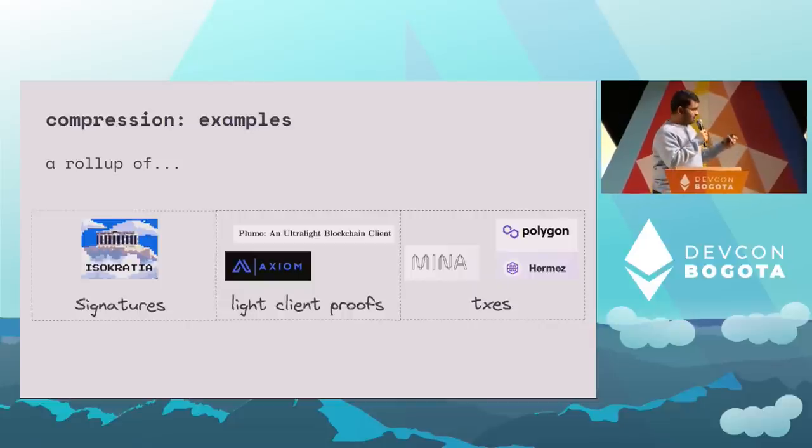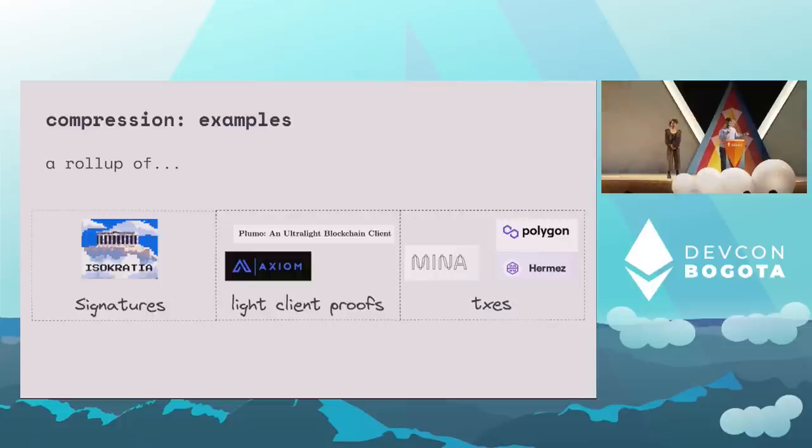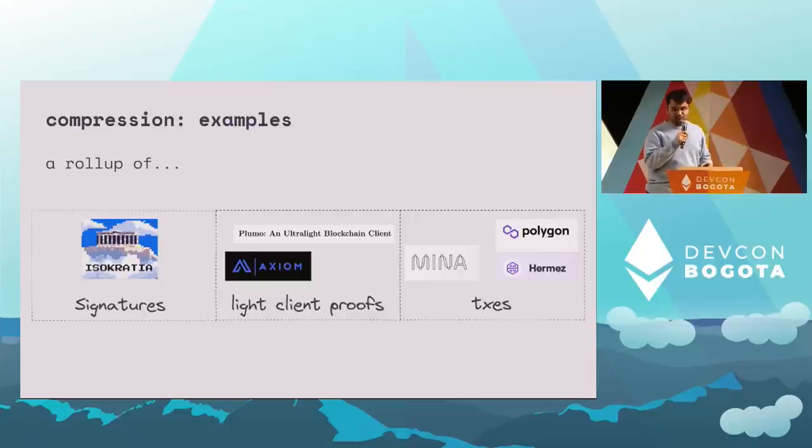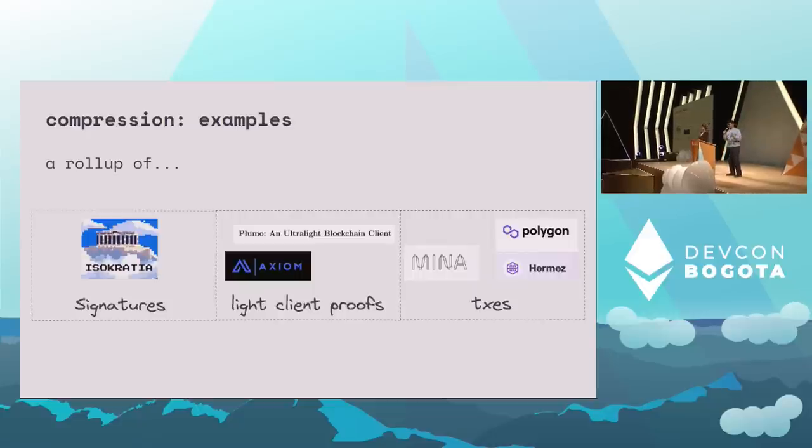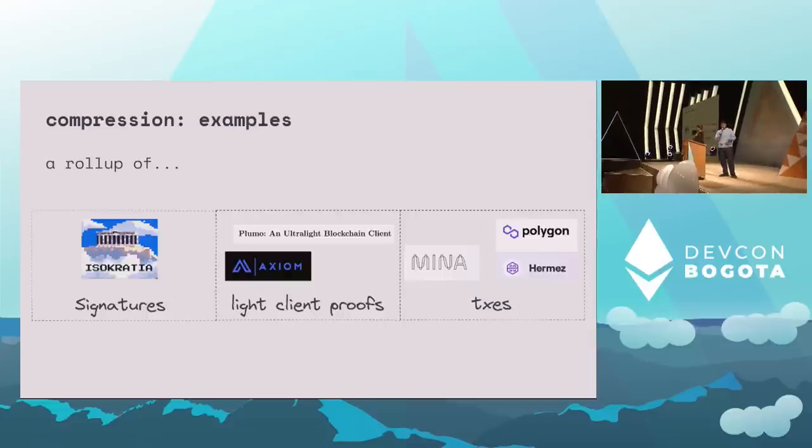Just to give a flavor for what applications this unlocks, let's look at things that are interesting to roll up. First is signatures. Over the summer, we built applications using this primitive of recursive compression of signatures called Isokratia, where we end up with a low trust, low cost roll-up of off-chain votes and end up securing governance. And then more related to blockchain land, you can do the same kind of trick with light client proofs. In fact, Plumo, which is Celo's light client, is based on this idea. And there's also another group named Axiom, which is exploring cooler use cases for this, aggregating and providing historical data through the use of recursive SNARKs.